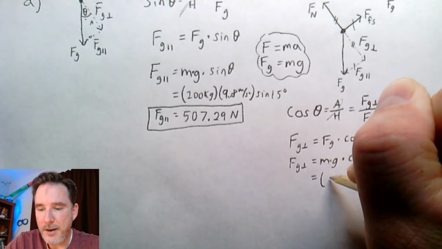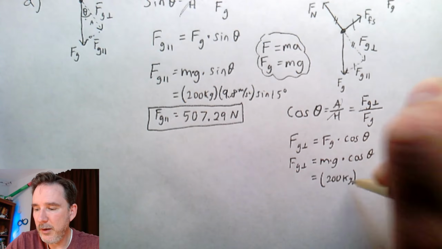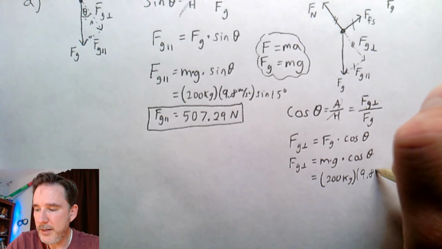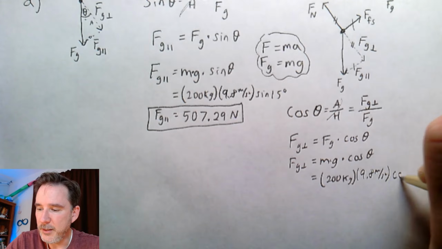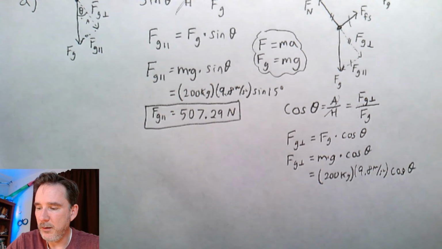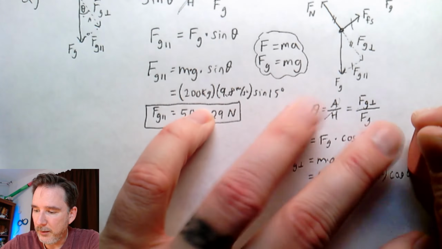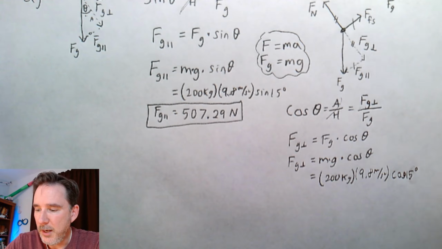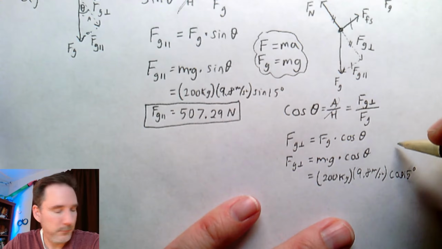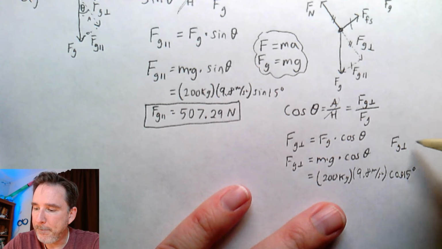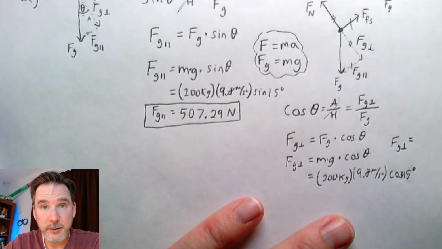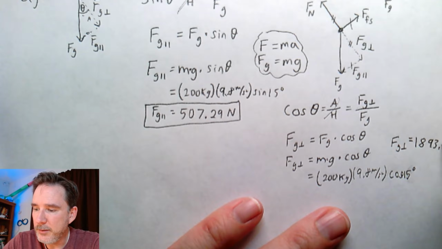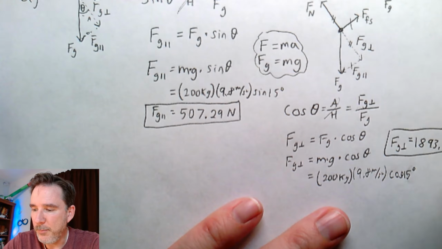And so that is our mass again, 200 kilograms times 9.8 meters per second squared times the cosine of 15. I wrote theta again, but we're actually solving for it right now: 15 degrees. And so our FG perpendicular is, when we put that into our calculator in degrees mode, 1,893.21 newtons.